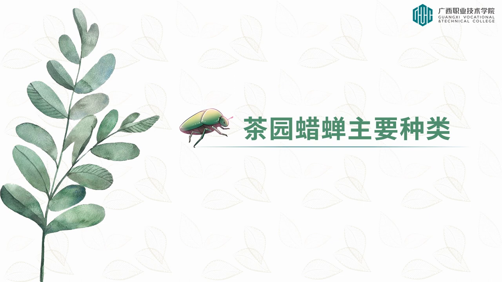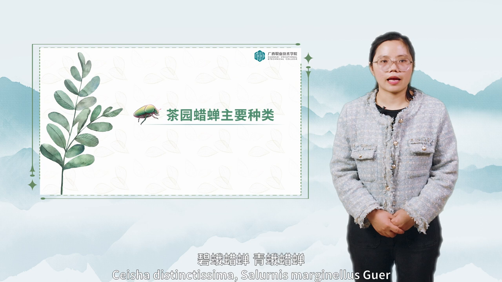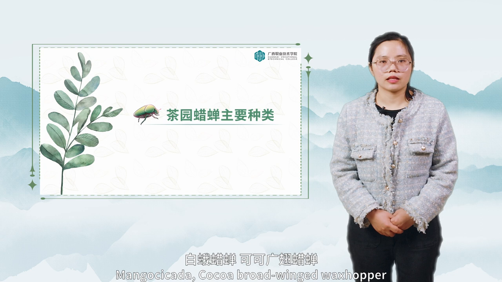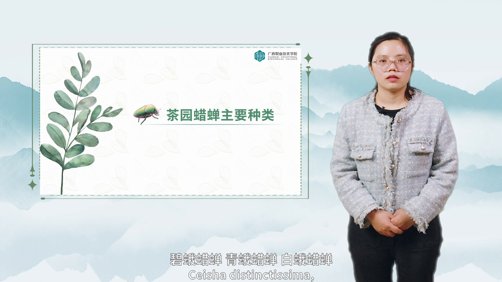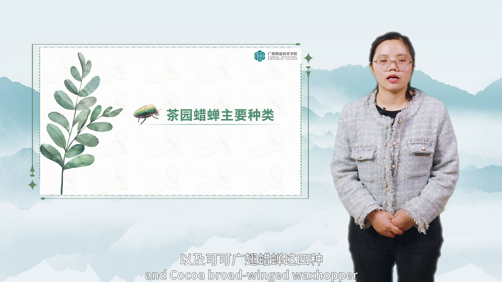The main species of fulgaroids in tea areas in China are Seisha distintissima, Solernis marginellus gur, Mango cicada, Cocoa broad-winged waxhopper, Ricania speculum walker, and Ricania marginalis walker. Then let's focus on learning Seisha distintissima, Solernis marginalis gur, Mango cicada, and Cocoa broad-winged waxhopper. First, let's look at Seisha distintissima.